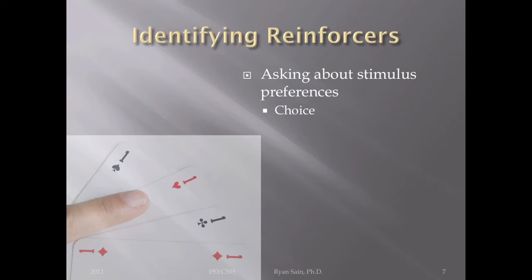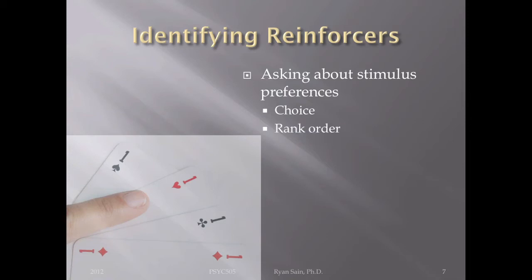And we do know that giving people the choice of the types of stimuli that they would like to get, or that they get as the result of engaging in a behavior, increases the probability that whatever they choose is actually going to be a reinforcer.